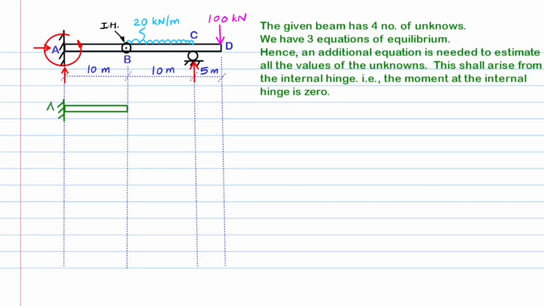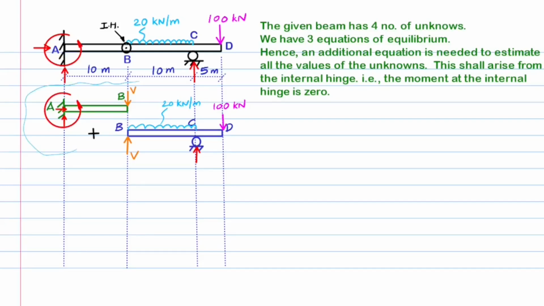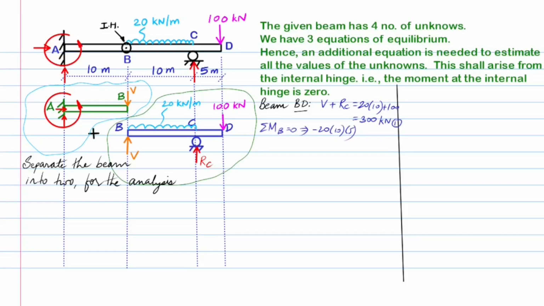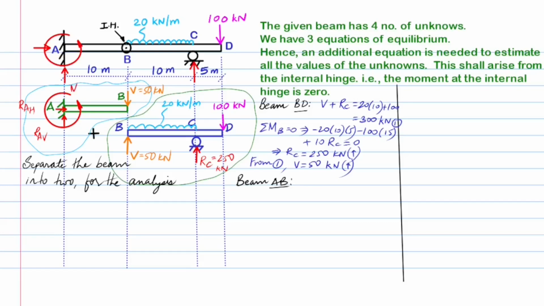Let's break the beam into two parts at the internal hinge and draw them separately, showing the shear force transferred at B on either part due to the other part and denote it as V kilonewtons. Note that this shear force is shown in opposite directions at B on each part separately. Now for beam BD, we first find the unknowns at the points B and C considering static equilibrium. Analyzing the equations, we find that the reaction at C equals 250 kilonewtons and the shear force at B, that is V, equals 50 kilonewtons and is found to act upwards. For beam AB, the shear force at B, that is V, is shown acting downwards.